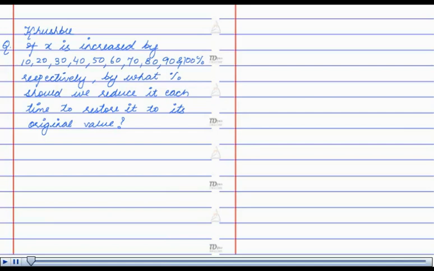Hello, I'm Khushbu. The question is, if x is increased by 10, 20, 30 and so on up to 100% respectively, by what percent should we reduce it each time to restore it to its original value?